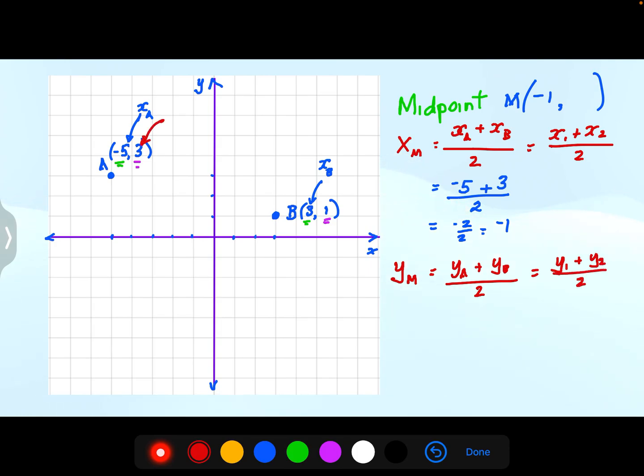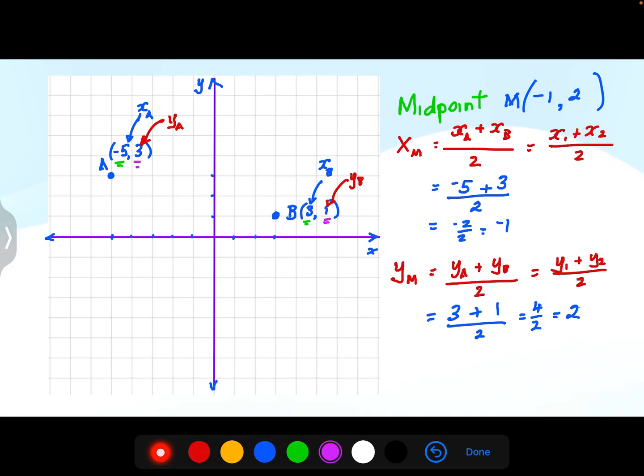So this is our y value of our point A. So that's 3. And this is the y value of point B, which is 1. So if you add 3 plus 1, you get 4. Half of 4 is equal to 2. So the midpoint, the y value of the midpoint is 2. The midpoint is -1, 2.